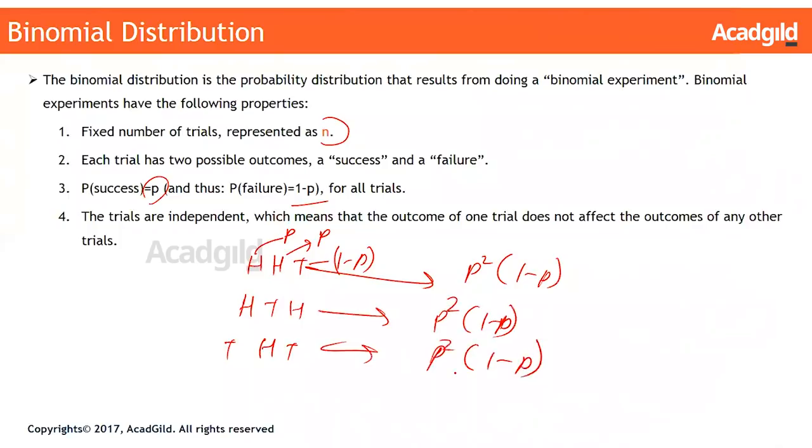I would ask you to pause the video and do the same thing for 5 tosses with 3 heads. What is the probability? What are the possible cases? How many possible cases are there? And what is the probability of each of those cases?